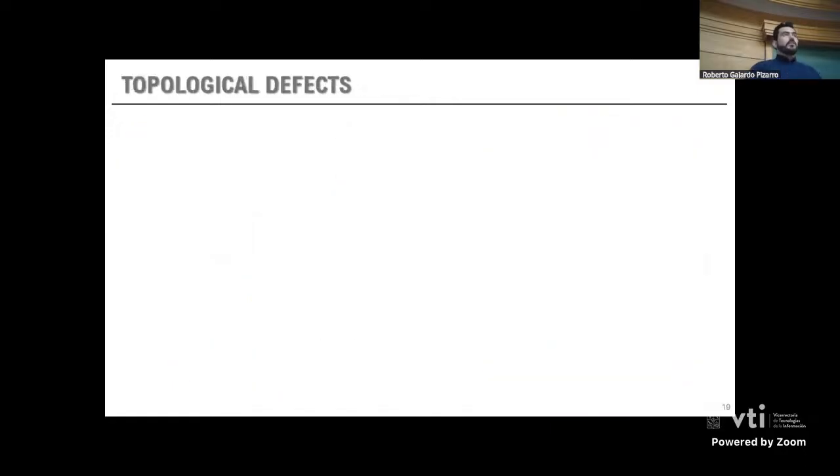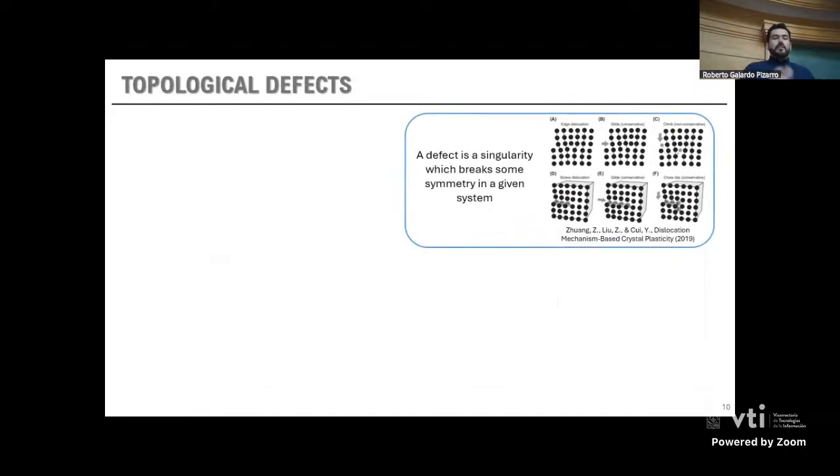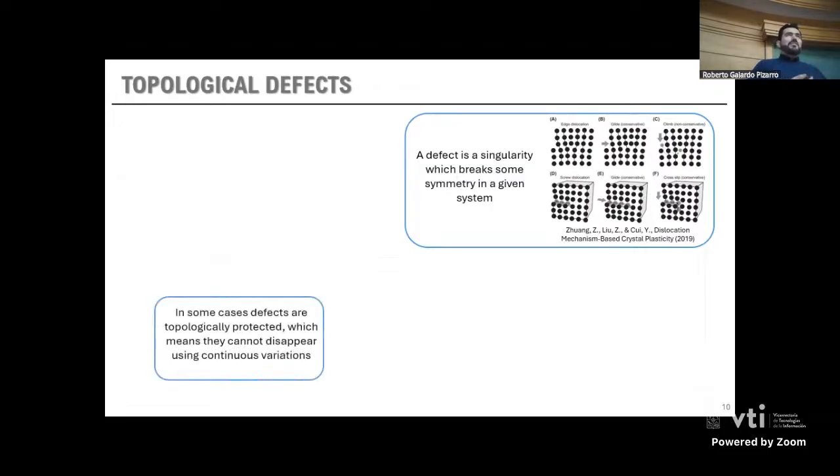Now I want to discuss some characteristics of topological defects. In physics, a defect is a singularity which breaks some kind of symmetry in a system. The most classic case is the dislocations in crystal ordered materials. In some cases, the defects in a system are topologically protected, which means that they cannot disappear by continuous variation in the system.